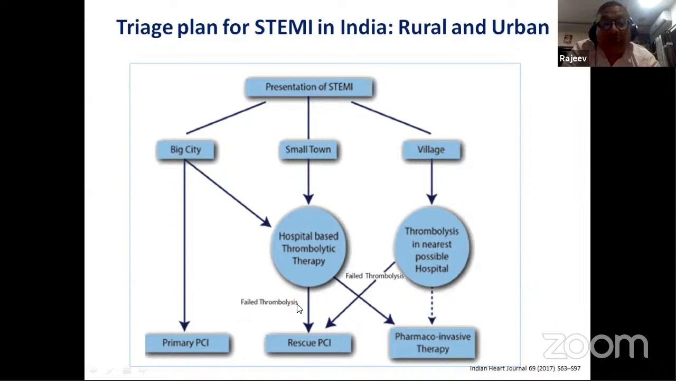Failed thrombolysis should be subjected to PCI. If the patient belongs to a village, then thrombolysis in the nearest possible hospital, pharmacoinvasive therapy, and then rescue. So this was presented in the Indian Heart Journal, STEMI India Program 2017.